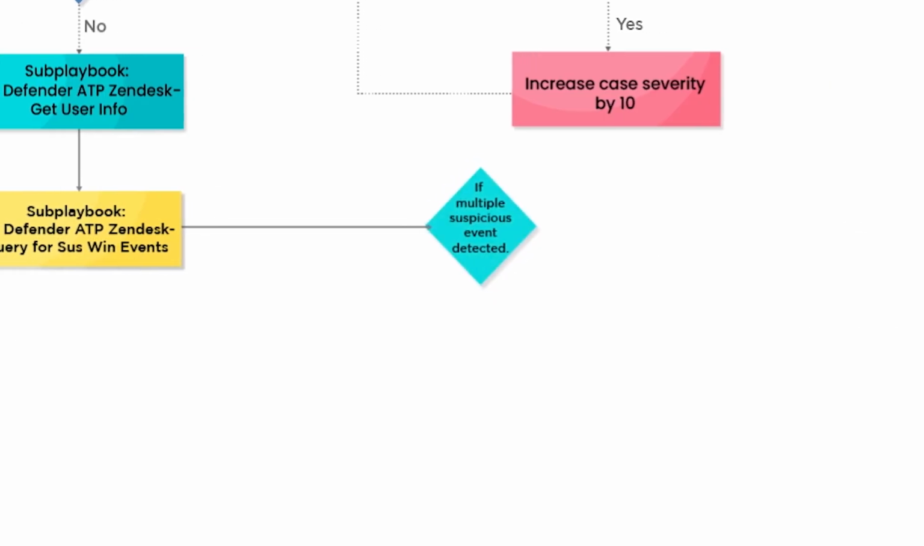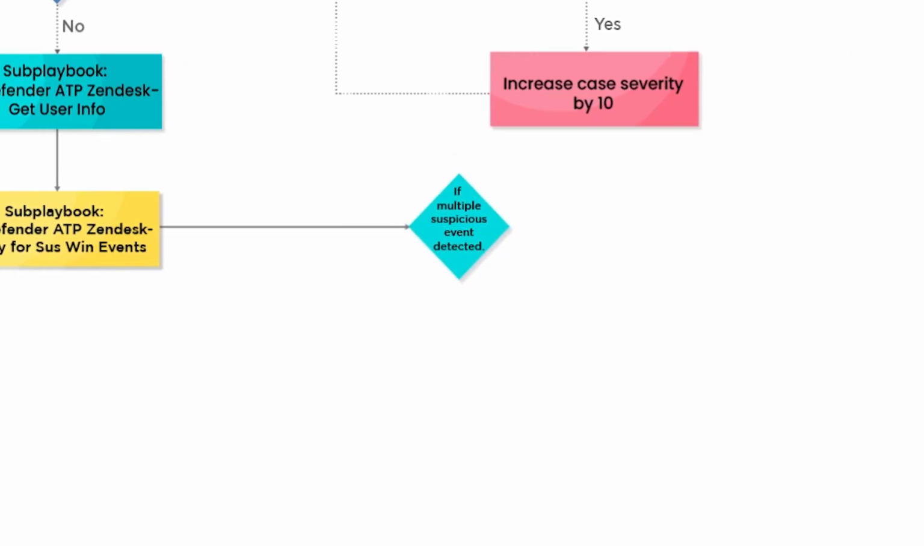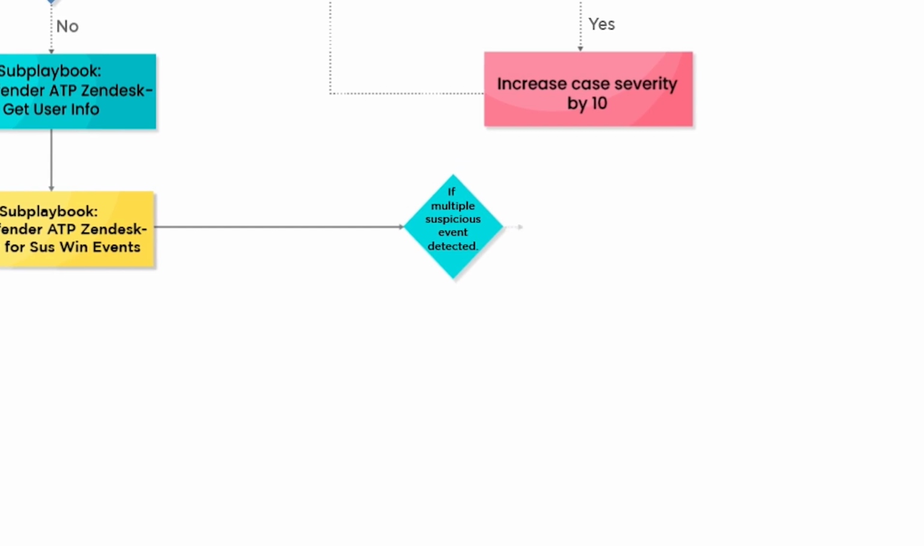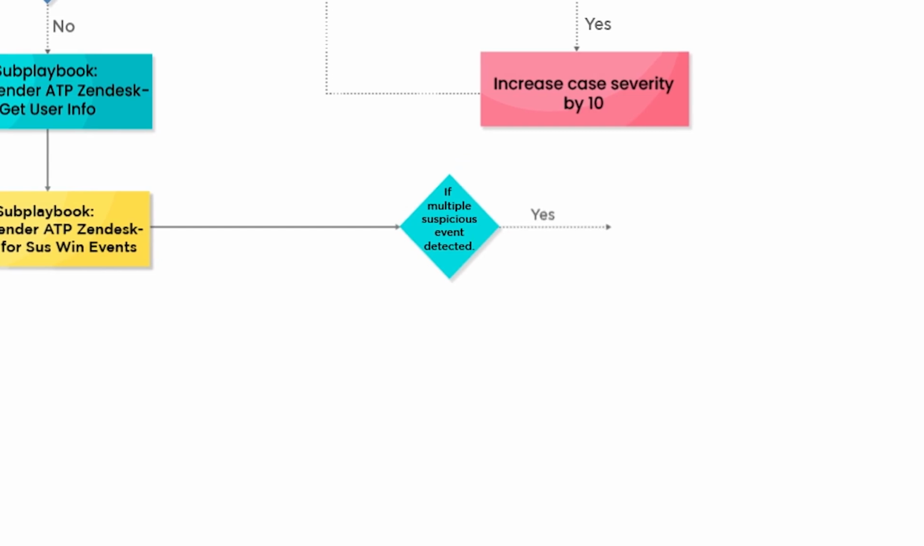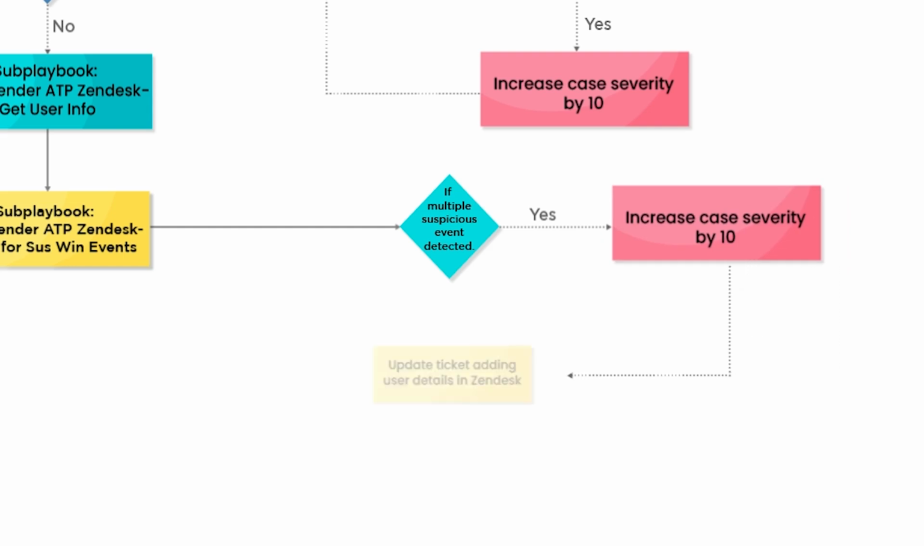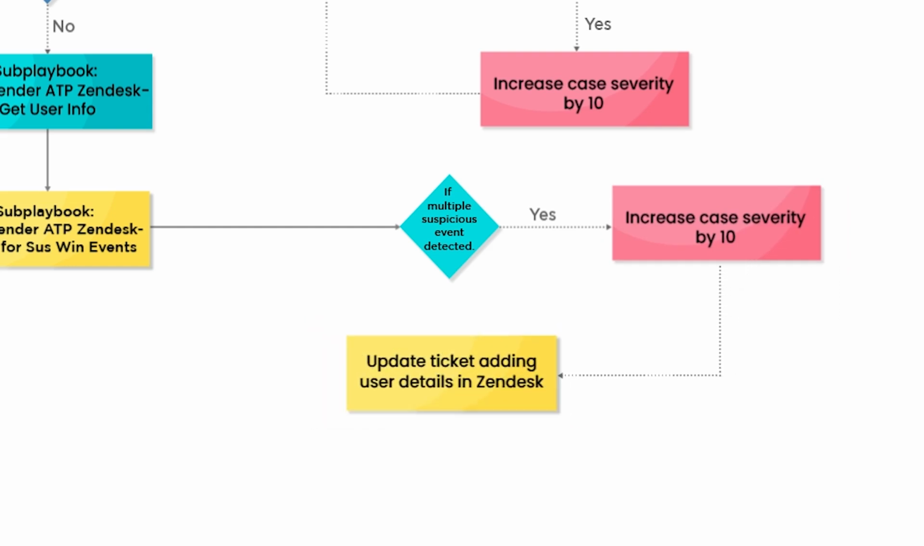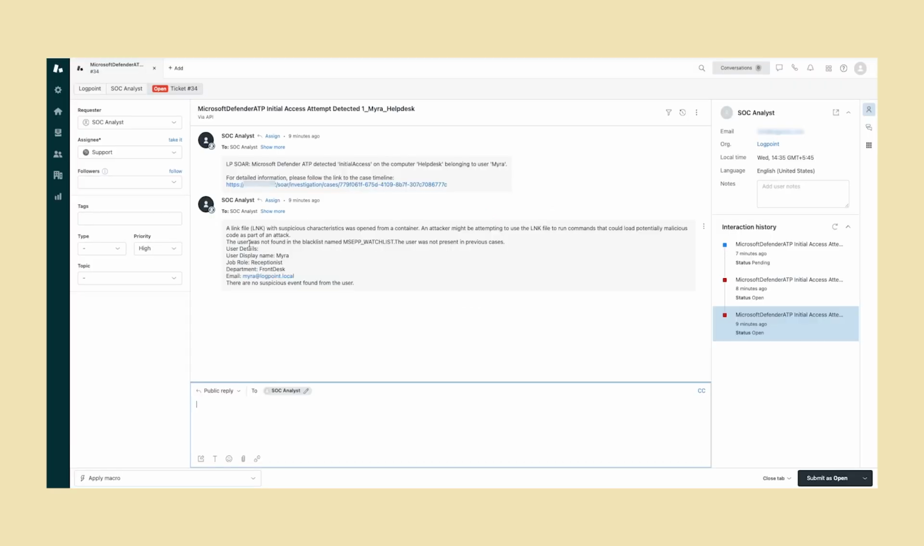Now the user is analyzed for their presence in one or more suspicious activities. If the user is found engaging in any suspicious activities, the case severity is increased by 10, and the Zendesk ticket is updated with all the relevant information. If no suspicious activities are detected, the Zendesk ticket is updated accordingly. In our demo case, the Zendesk ticket is updated with these user details, where there are no suspicious events found from the user Myra.